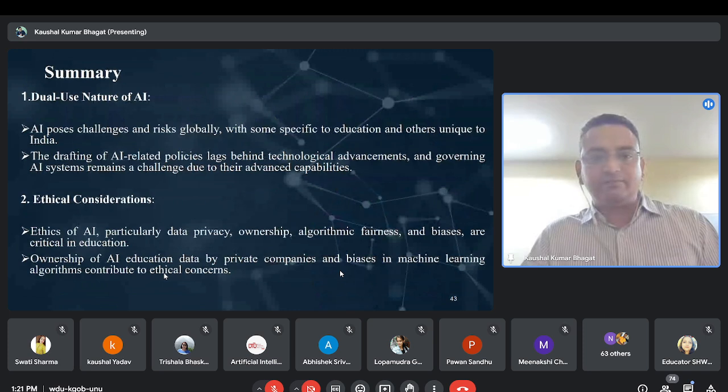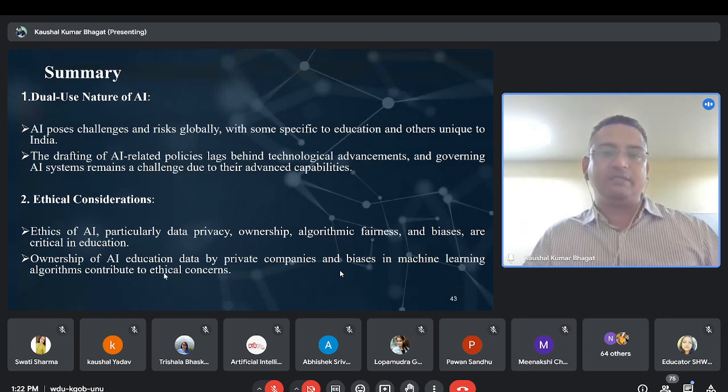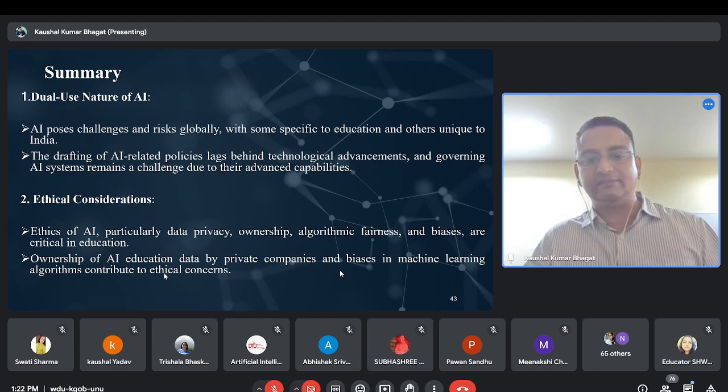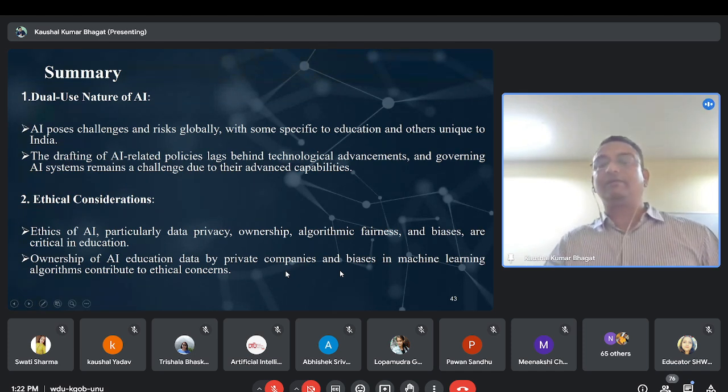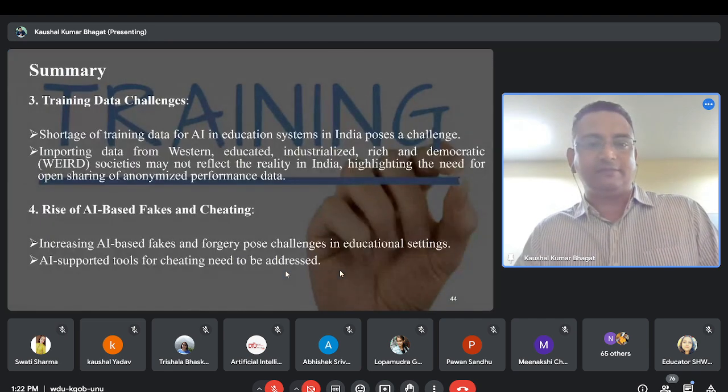There are some challenges also. I can say that AI poses challenges and risks, but AI also provides support. So it's very important what type of things you are considering. AI ethical considerations like ownership, algorithmic fairness, and biases are very critical in education. How are we going to handle this, because some of the ownership is by private companies, right? So we don't have regulation on how they are going to control that.